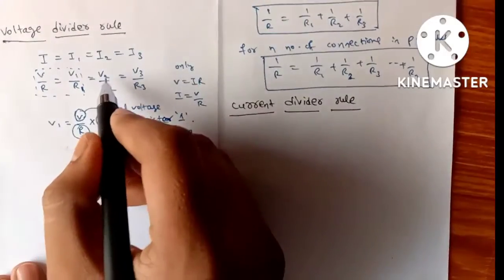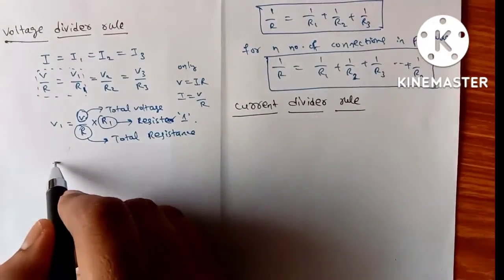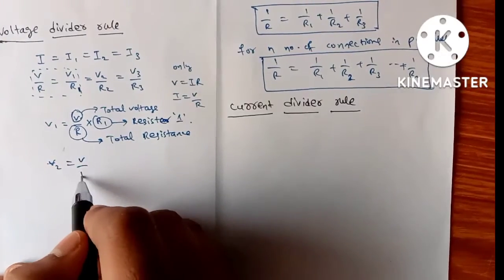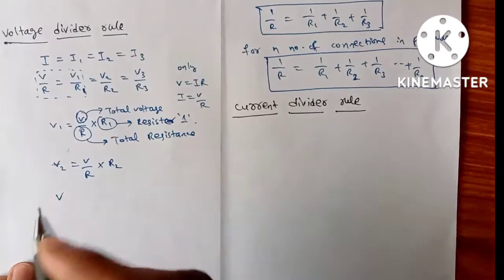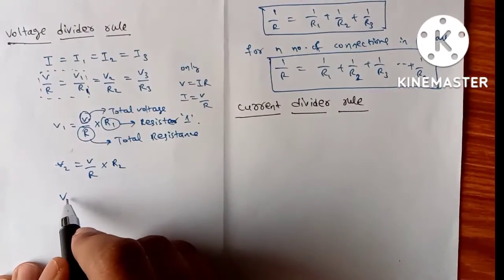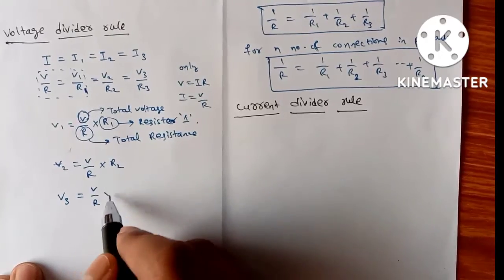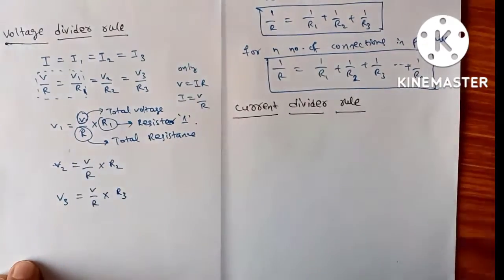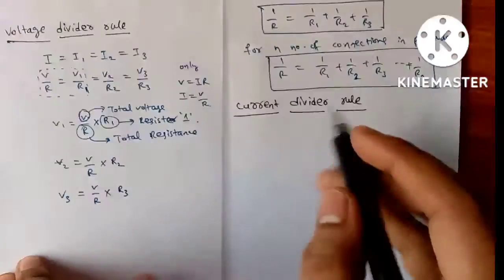Suppose we want to calculate voltage at resistor 2, then V2 is equal to V by R into R2. If we want to calculate voltage at resistor 3, then V3 is equal to V by R into R3. In such a way, the voltage divider rule is used.